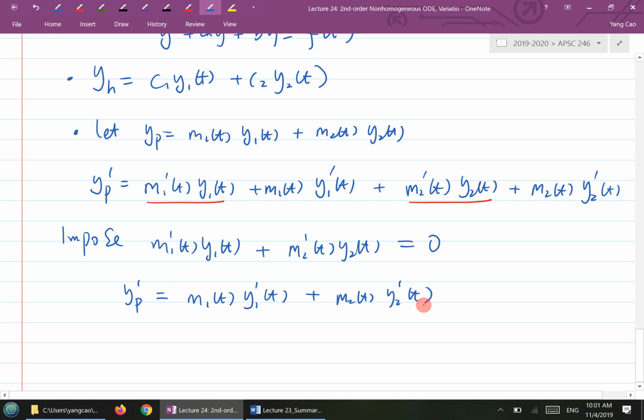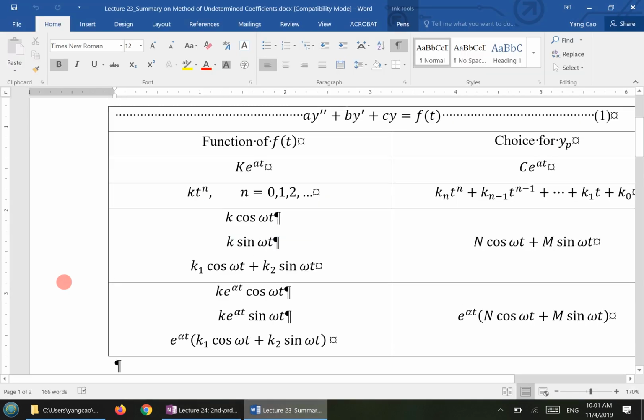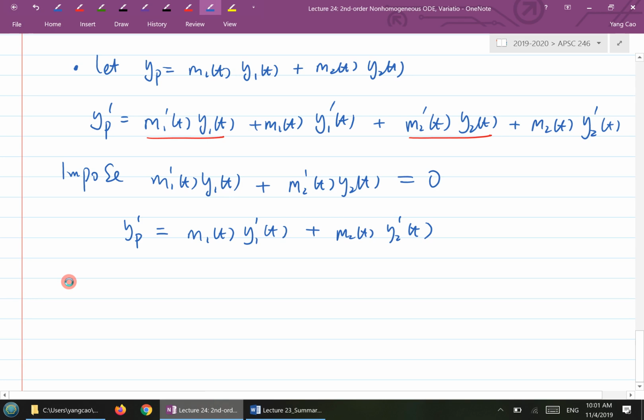Okay, so simpler, right? Getting rid of a few terms. Then we keep going. We will calculate YP double prime, right? The idea is essentially once we get YP prime, YP double prime, we put it back into the differential equation. We want to solve for those unknowns. Okay. Again, you need to apply the product rule again to this term, right?